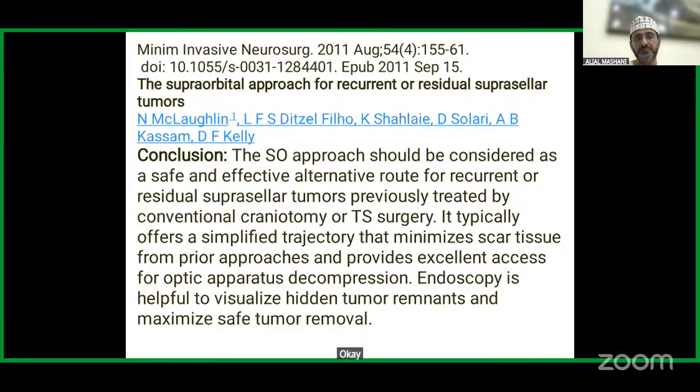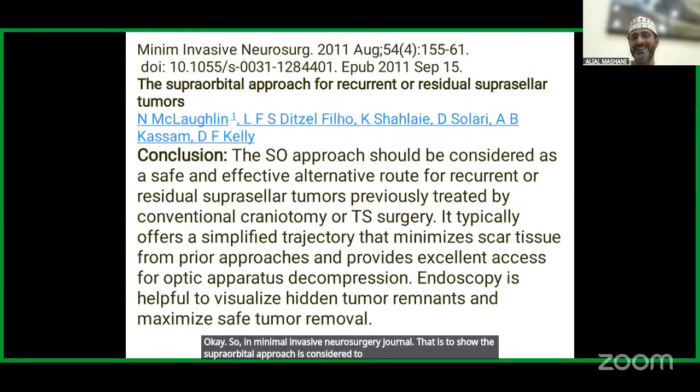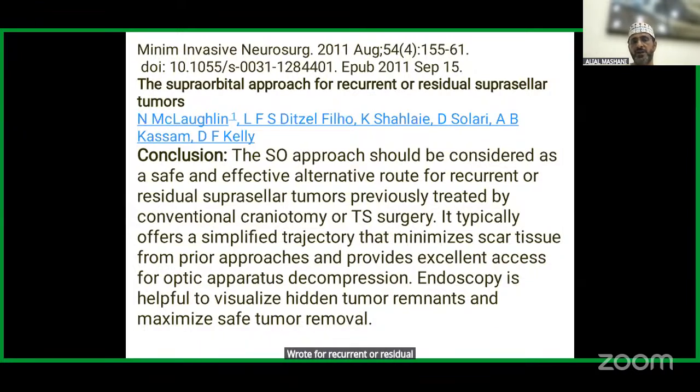In the Minimally Invasive Neurosurgery journal, it shows that the supraorbital approach is considered a safe and effective route for recurrent or residual suprasellar tumors. Next.